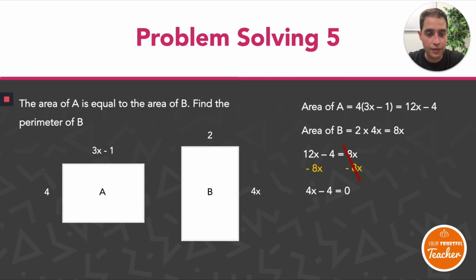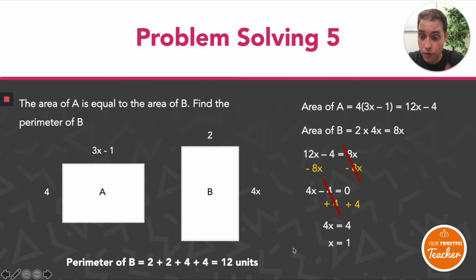But we want to leave the x's by itself, so then we need to plus 4. And if we do it on one side, we need to do it on the other. They cancel each other out, so that gives us 4x equals 4. If we want to work out x, we need to divide by the number that's next to it here. So x equals 1. And now I can add it into the perimeter.